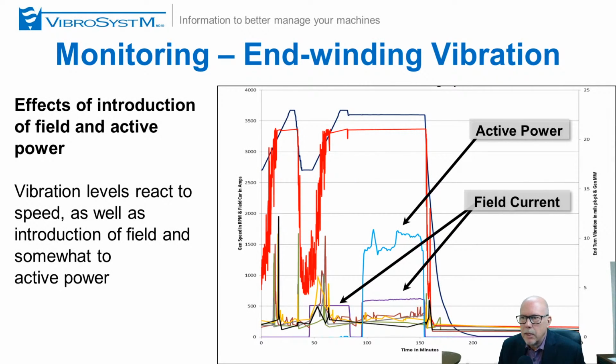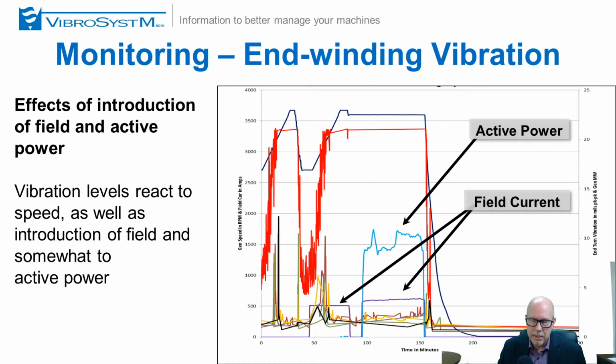Other examples here, some of the things that we look for when we're monitoring end winding vibration is the effect of excitation and the effects of active power and reactive power. In some cases, there's no real change or real behavior to observe, other than usually seeing more vibration when we increase the load, but usually the vibration is still acceptable. But in some cases, if you vary the load, whether it's active load or reactive load, you can see some significant reactions to those variations.